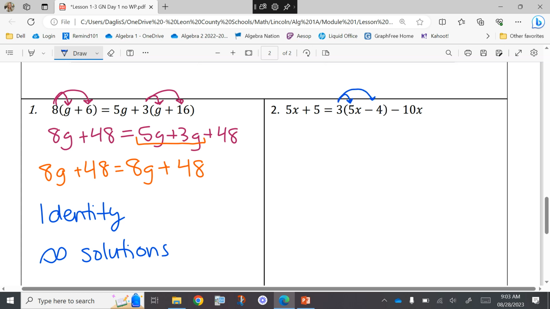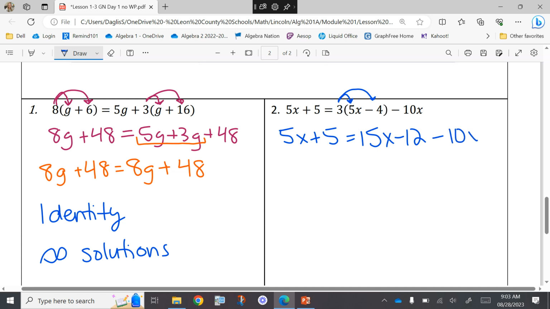Am I doing anything to the 5x plus 5 at the front? No, so it's still here. 5x plus 5. Okay, but now we're equal to what? What is 3 times 5x? 15x, good. And what is 3 times -4? -12. And then we still have minus 10 on the end.